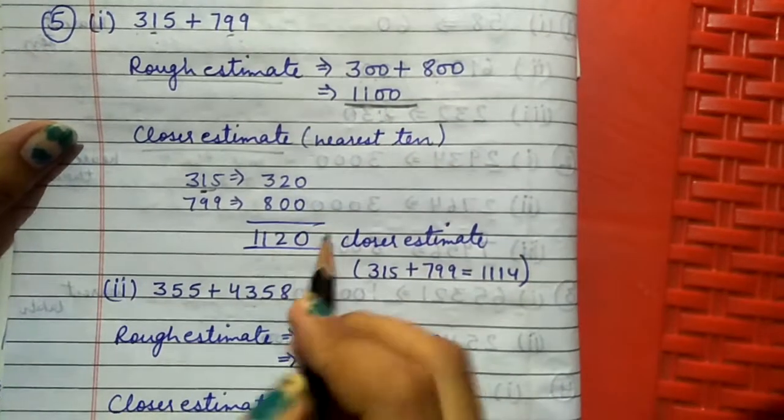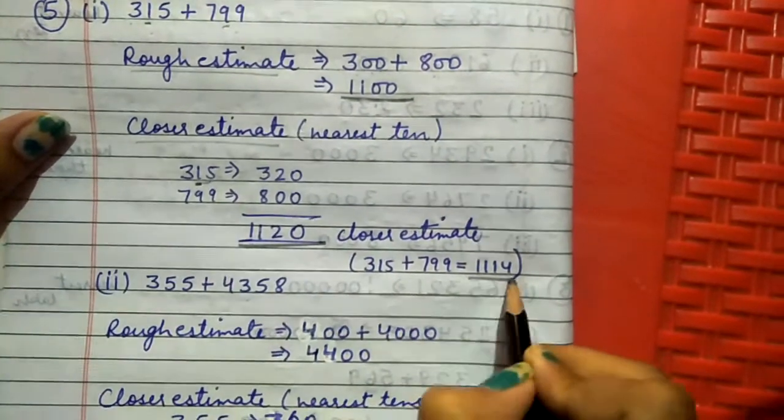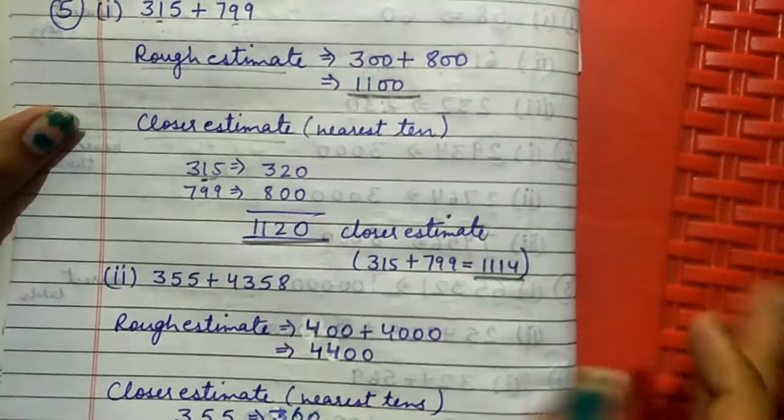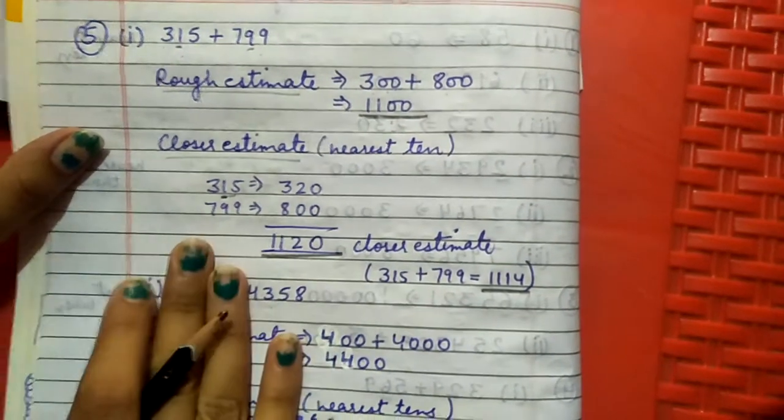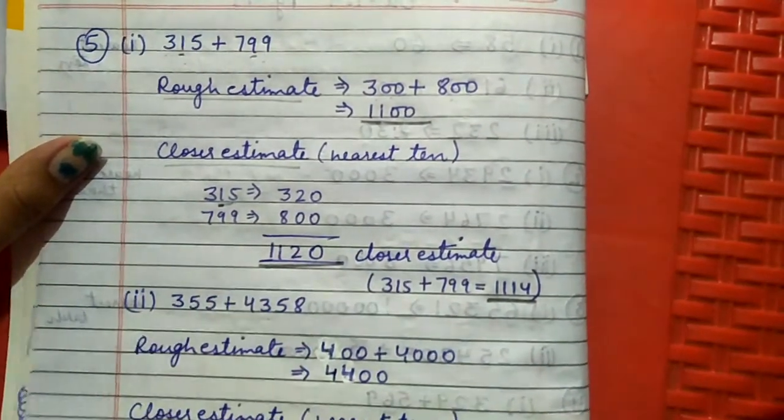This is a rough estimation, this is a closer estimation, and this is the actual addition. This is the same because at the back side it is correct, the same answer, so you should not be confused in this.